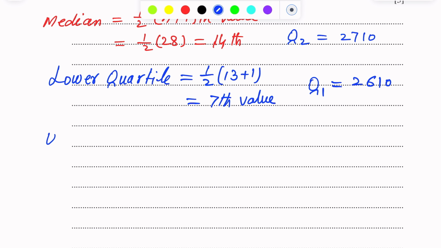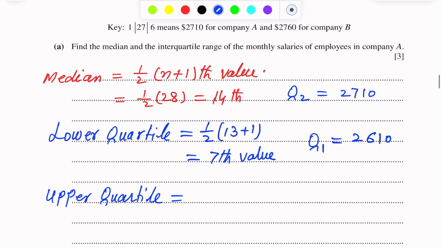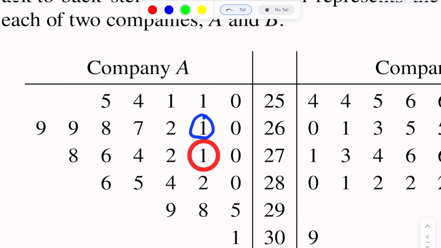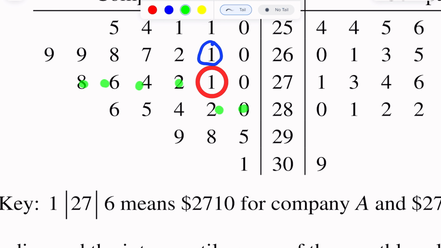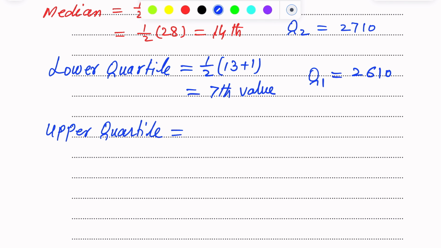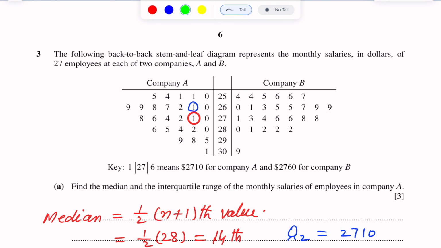Now the upper quartile, in the same way, will be the median of the second half. Again we use the same process. There are 13 values, 1/2 times (13 plus 1), so the 7th value. The 7th value will be the median of the second half. So the 7th value is 1, 2, 3, 4, 5, 6, 7. We are indicating this by a different color.